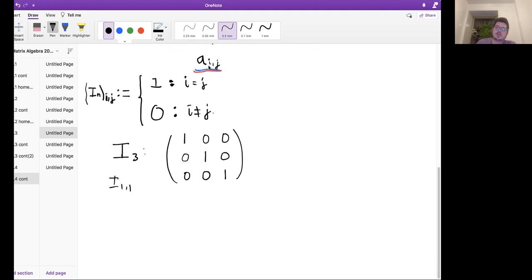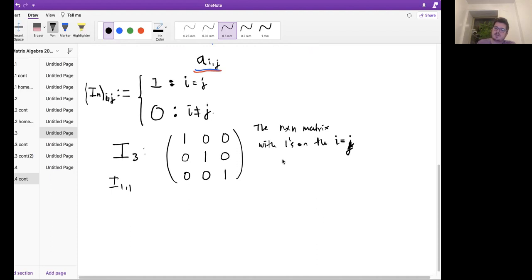So another way of saying it is it's the n by n matrix with 1s on the diagonal. We'll call it the i equals j diagonal. I'm not sure if I defined diagonal yet, but here it is. So the entries where i is equal to j. So that is called the diagonal.